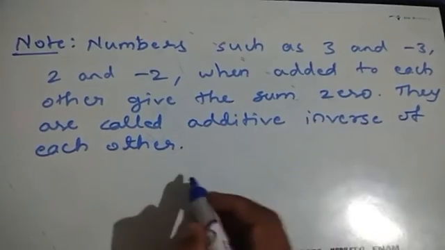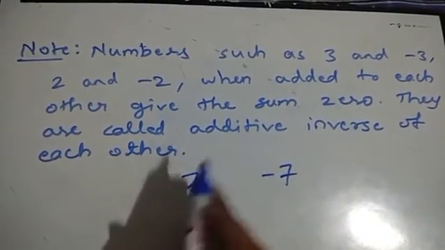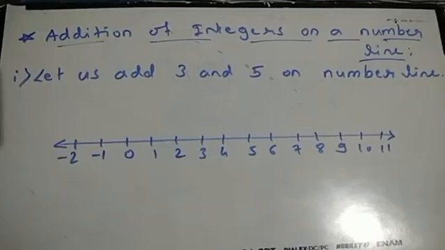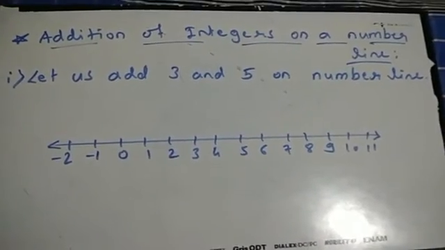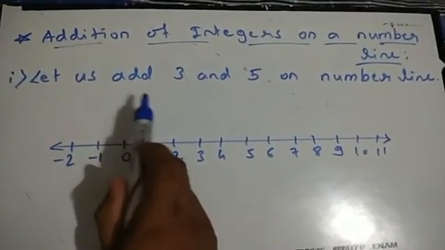In the same way, we can say 7 is the additive inverse of -7 and -7 is the additive inverse of 7. I hope you understood this also. Students, now let's discuss addition of integers on a number line. One example we'll take. Let us add 3 and 5 on number line.